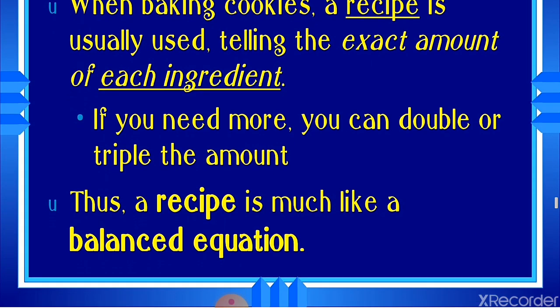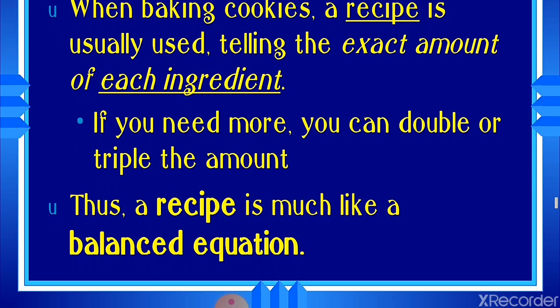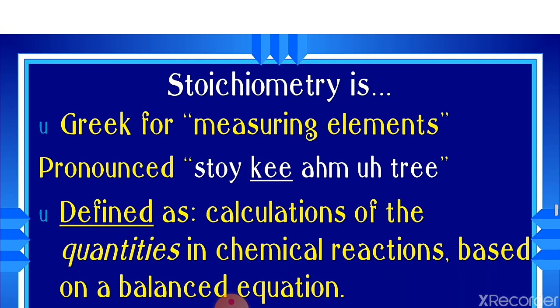Thus, a recipe is much like a balanced equation. So if you are increasing the amount of cookies, you will increase each ingredient, and that increase should be in a particular proportion, just like a balanced chemical equation. Now, again coming back to stoichiometry.